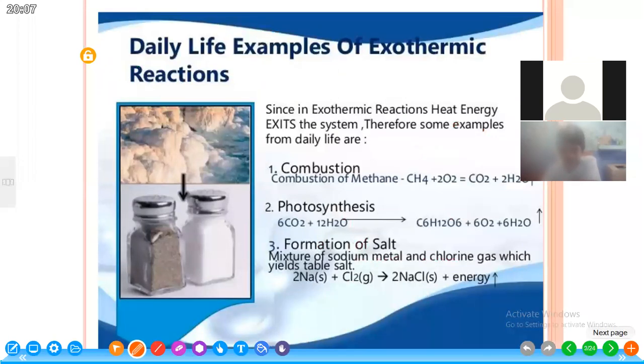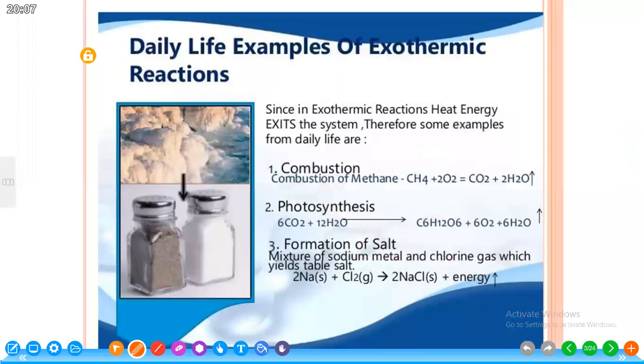And next, in daily life we observe exothermic reactions. You already know combustion, photosynthesis and formation of salt. Combustion means a hydrocarbon or biogas reacts with oxygen and liberates carbon dioxide, water and heat too. So the heat is lost to the environment or surroundings, and we call it an exothermic reaction.